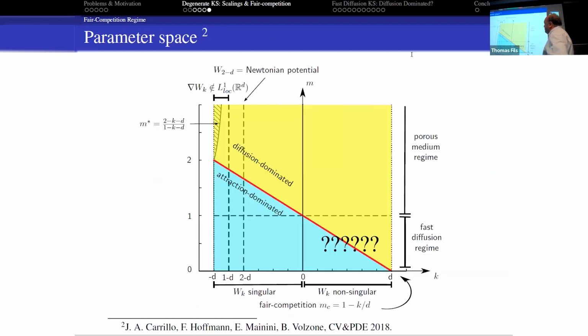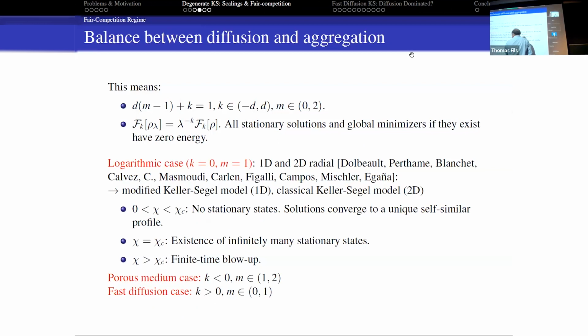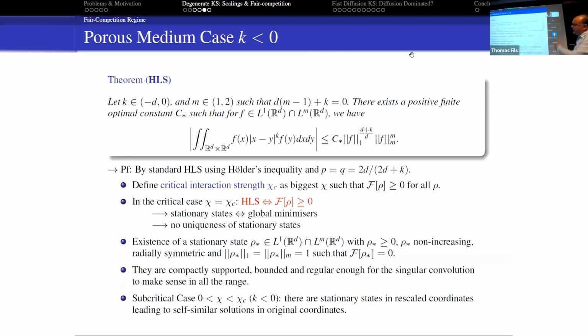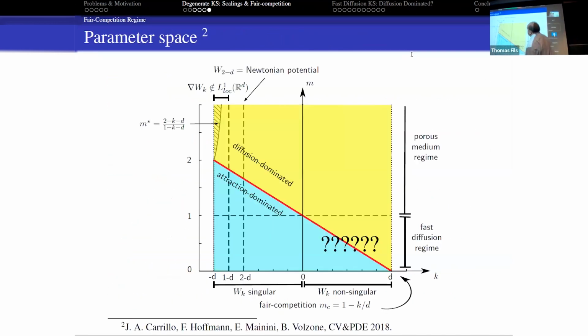Good. And let me just say then that in principle this was known only for k equals 0, m equals 1 in 2 dimensions. Once you realize the corresponding inequality, this applies to all k's between minus dimension and 0 and the corresponding m in the fair competition regime.